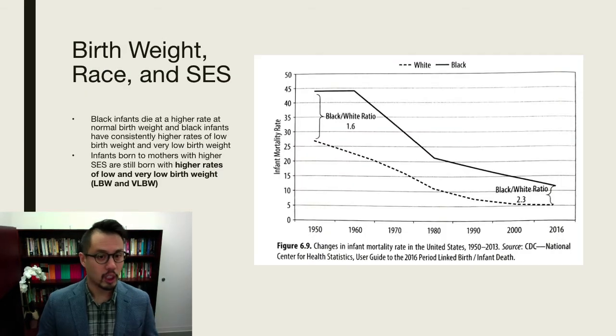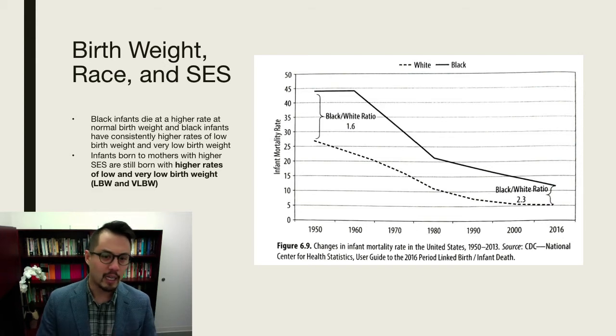So let's take a quick look at black infant mortality as an example of how race intersects with socioeconomic status to create health disparities. Now, although infant mortality has plummeted since the 1950s, the gap between white and black infants actually increased from 1.6 times to 2.3 times.